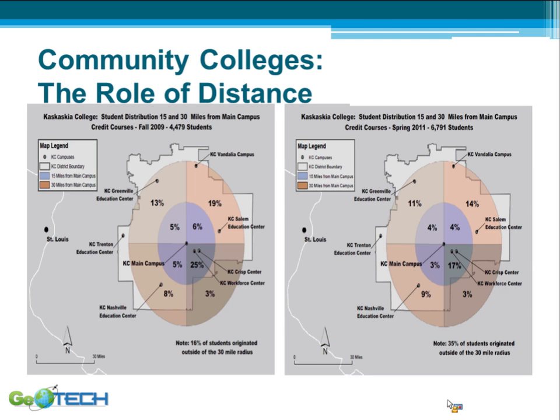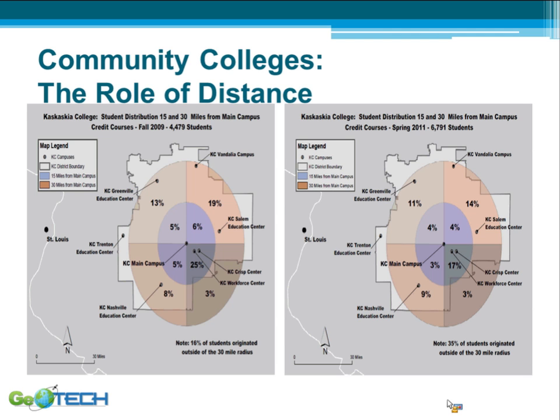This is my passion, and one of my last maps for you here before our discussion is obviously this is a rural community college in southern Illinois, and this is Kaskaskia, and I was just showing how over time where students come from to this college, and the map on the left was done in 2009, and 16% of their students fell outside of 30 miles.